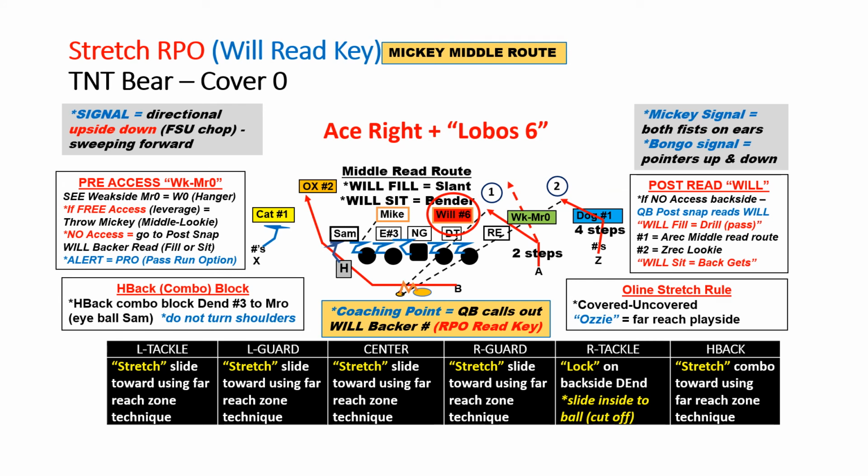All right, the last defense in the 5D version is a TNT, or what we call a bear front, and then a straight man, which we call cover 0. Again, with the inside linebackers splitting the center, the mic is to the left to the play side, and the will is on the back side. Will is our conflict defender again, as always. A runs his Mickey middle read route, and Z runs his 4-step looky.